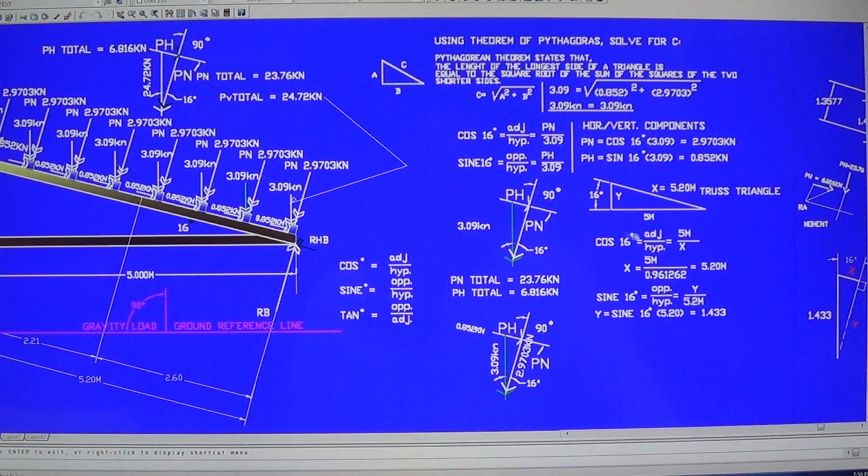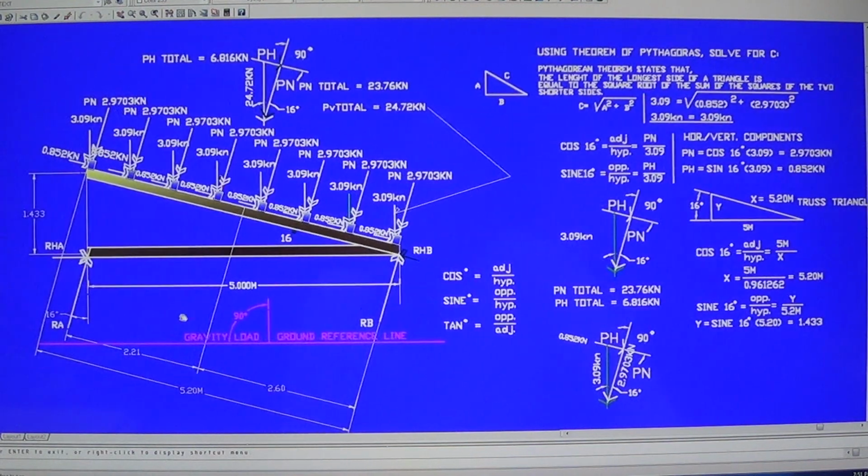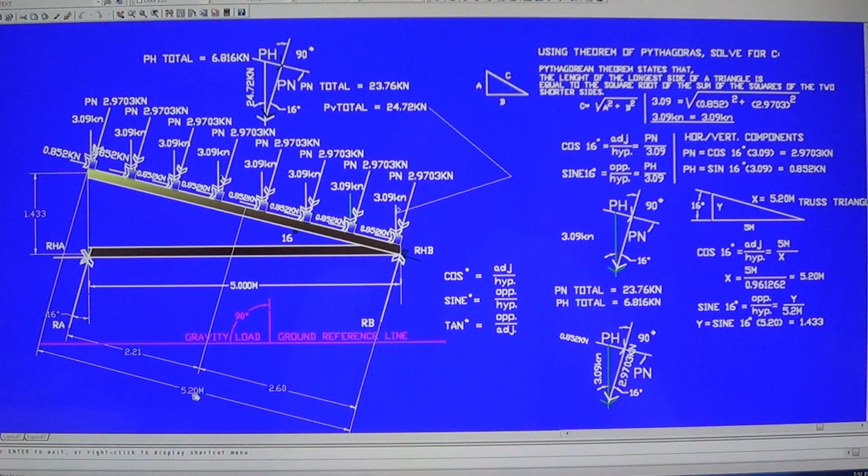By cross multiplying this, the sine goes down here and the x goes out there to be the unknown, and we can solve it. Calculate this, you get 5.2 meters. And you have to look at that too. The bottom chord is 5, therefore this is longer, so 5.2 is correct. So this is 5.2. I put it right here. Here it is, 5.2, the length of this member.